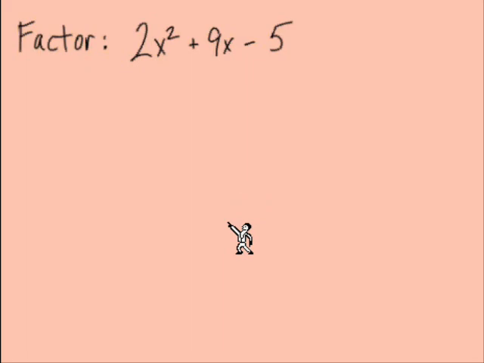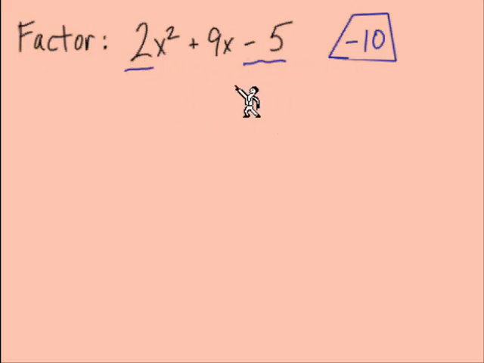Let's go through those steps one more time with our next example, 2x squared plus 9x minus 5. So again, it's a trinomial, and our leading coefficient is a 2. So it's going to require 4 steps to factor this trinomial. The first step is we multiply the first and the third coefficients. So we're multiplying positive 2 times negative 5 to get this negative 10.